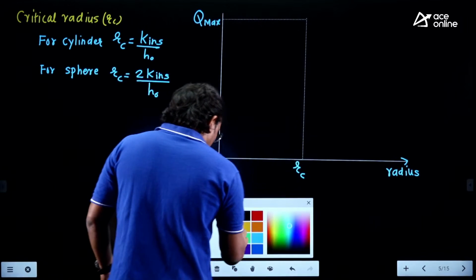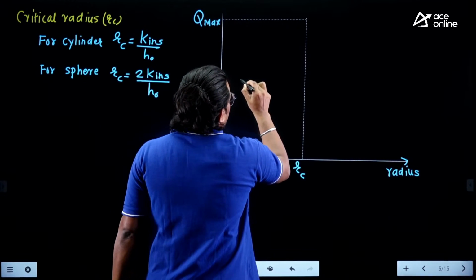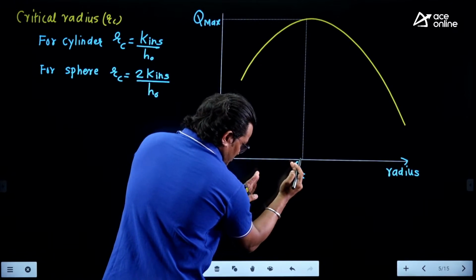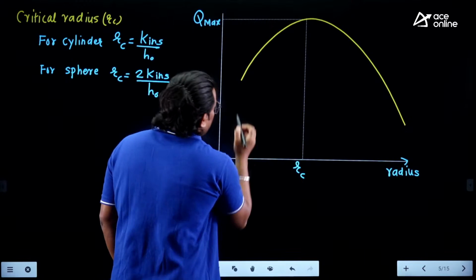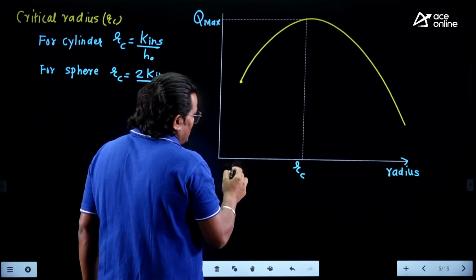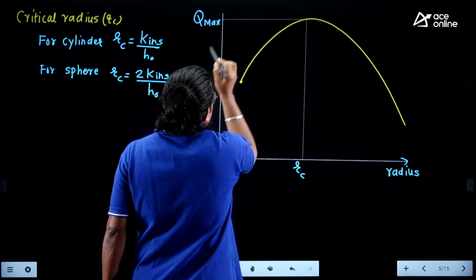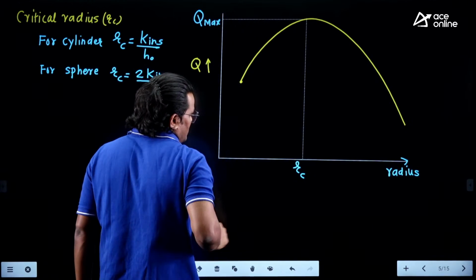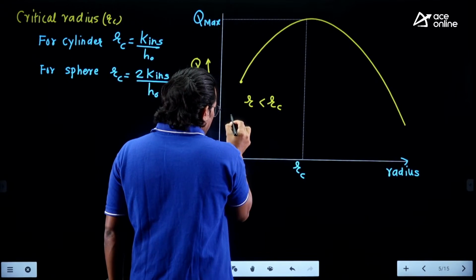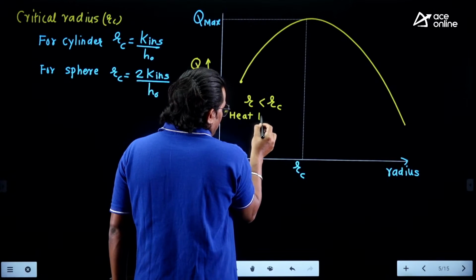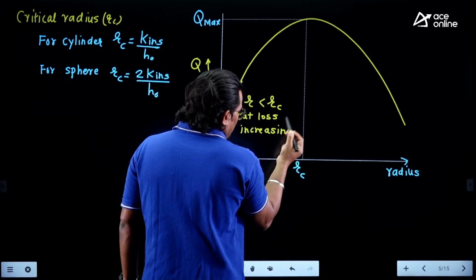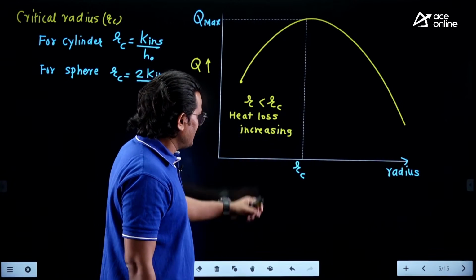Now suppose you are below this, so this graph follows like this. If you are insulating before RC, suppose from here you are starting insulation, then heat loss is increasing. So this is Q. In this case, R is less than RC, so heat loss is increasing. If R is less than RC, heat loss increases.